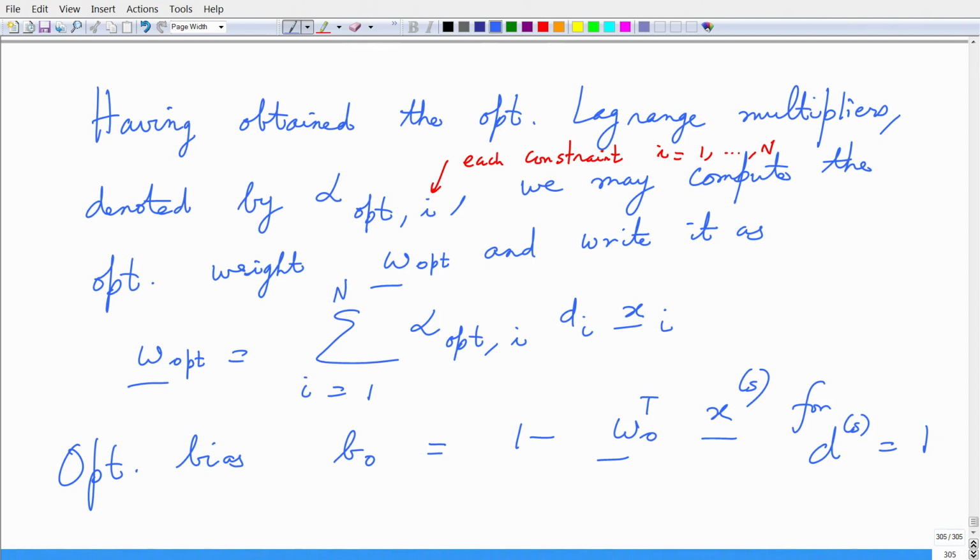But since alpha i's can be optimized by solving the dual problem subject to the constraints, let me get alpha optimum for each constraint i. Once I get that, I plug in those values to compute the optimum weight vector W given by this equation. From this I can compute my bias, b0 is 1 minus W transpose x of s, where d of s is essentially 1. So, this is sort of straightforward.